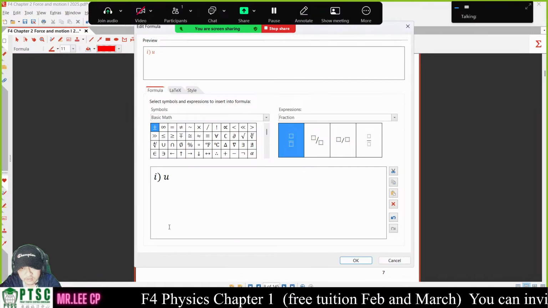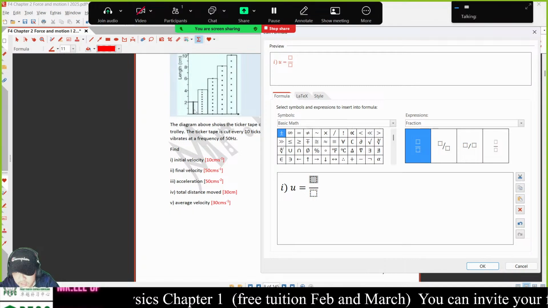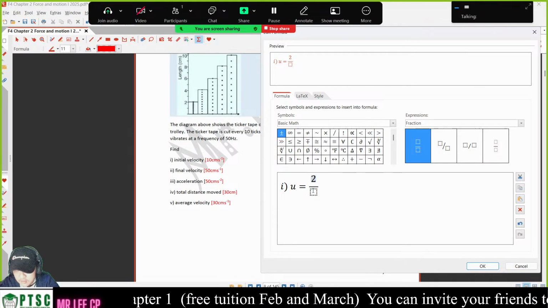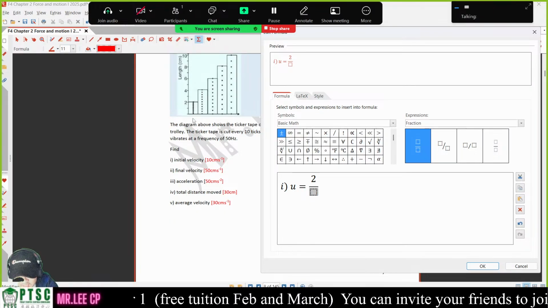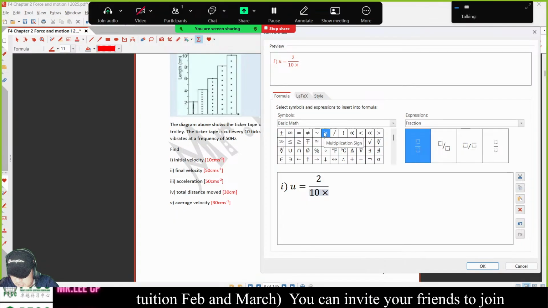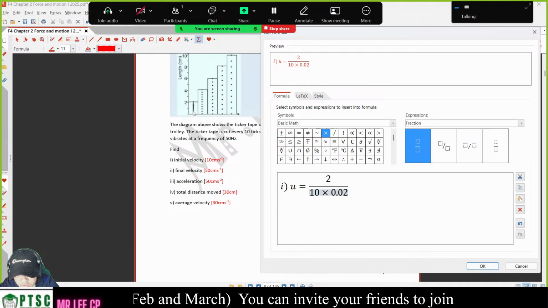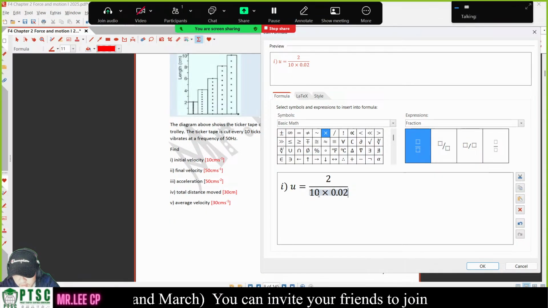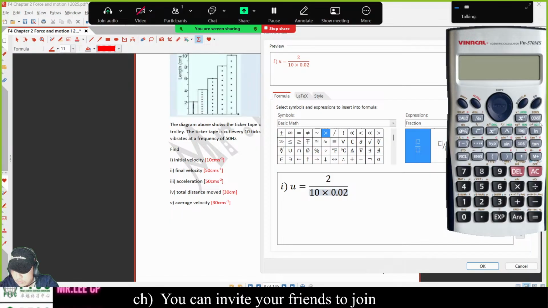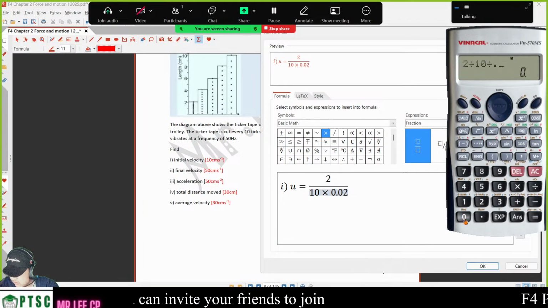Initial velocity U. U is how long it is, so it is 2 cm. The length is 2 cm. Over the time it is 10 ticks here. So every tick you need to multiply by 0.02. 1 tick is 0.02. So this is 1, 2, 3, 4, 5, 6, 7, 8, 9, 10. So you don't calculate velocity, no need to minus 1, no need to worry. Okay, now what we have is 2 divided by 10 divided by 0.02.